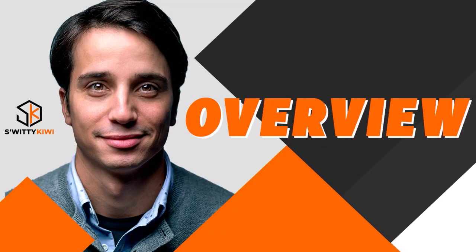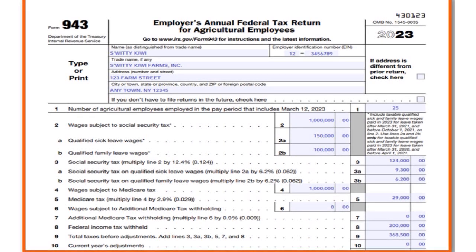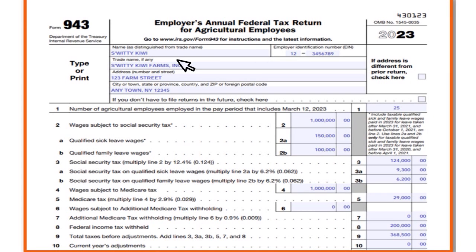So basically, here's an overview I want you to pay attention to. This is a Form 943. What you want to do here is put your name, your first name, last name. Here we're speaking about your personal name, not your trade name. Then you have to put your EIN, your employer identification number. You have to put your trade name, if any, and the address: the street, the city, and the zip.